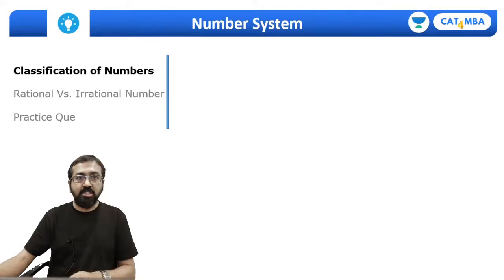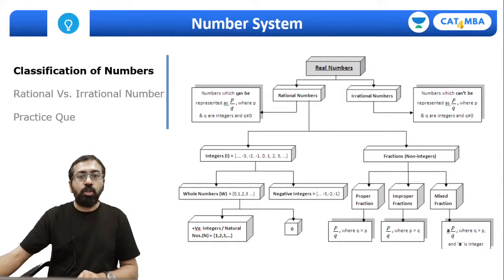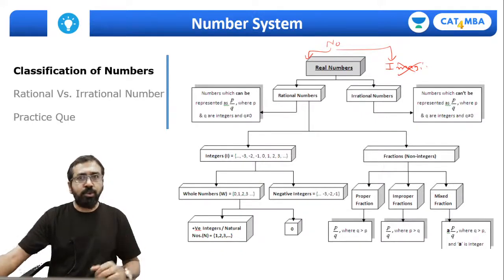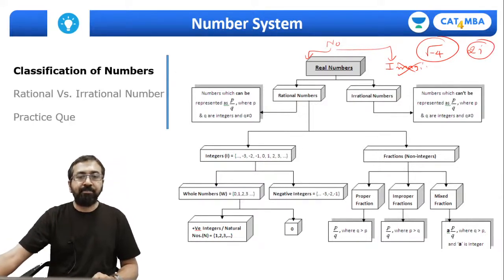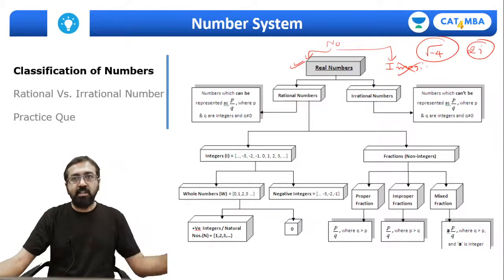Now coming back to the concept, let's quickly revise. We had discussed this classification of number system. Whatever number you take in the world, it can be classified in 2 categories: real numbers and imaginary numbers. Imaginary numbers, as I mentioned earlier, are not in our syllabus. Just for your information, if I take a number like root of -4, this is nothing but 2i. So this is an imaginary number. We don't need to discuss imaginary numbers. We need to focus on real numbers. All the questions in CAT exam are based on real numbers. It's clearly mentioned over there, right? So this is one relief for you.